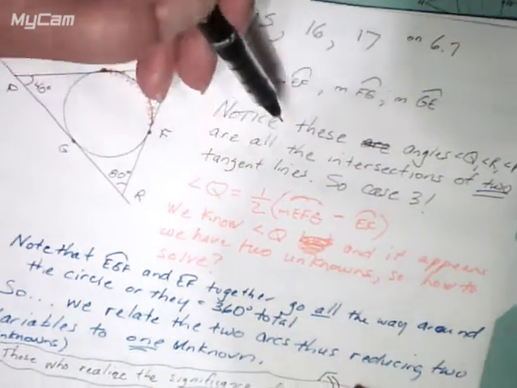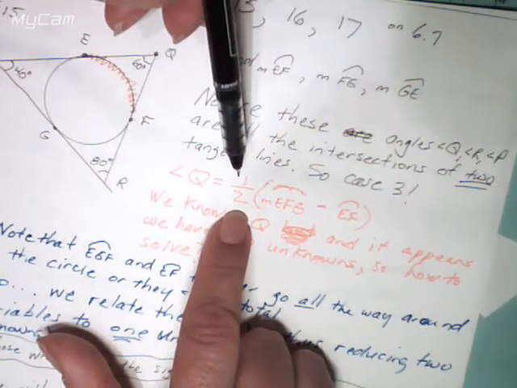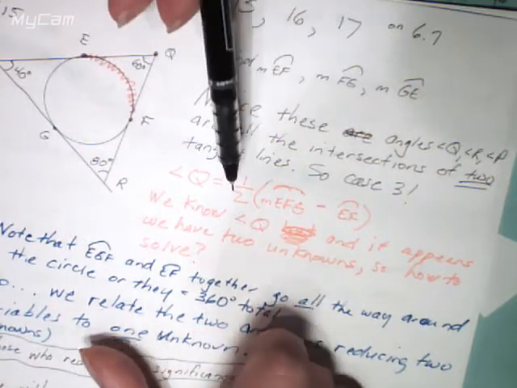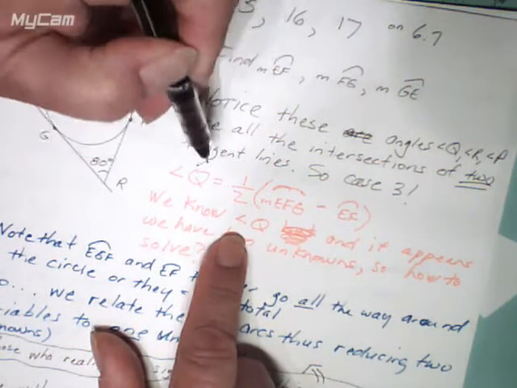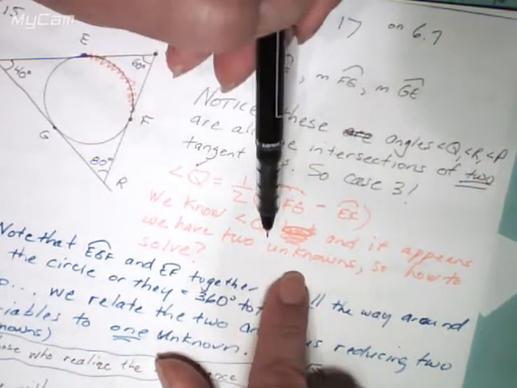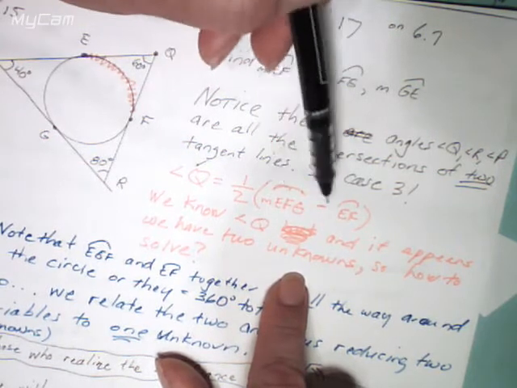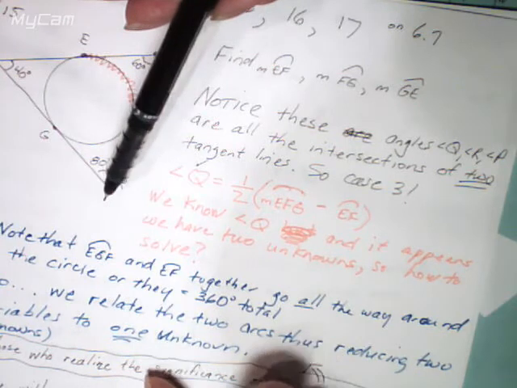All right, so right here is the equation that we're going to use. Angle Q is equal to 1/2 big arc minus little arc. All right, so we know angle Q. We got that. Ta-da, check that baby off. Okay, and it appears that we have two unknowns. We have two arcs here. So how are we going to solve that?